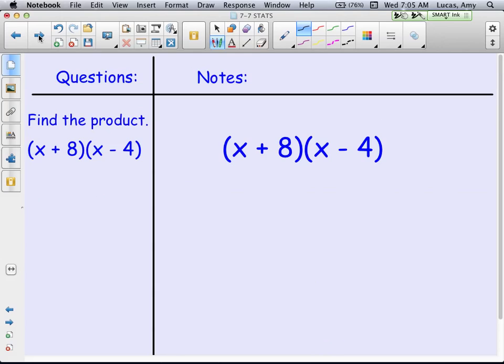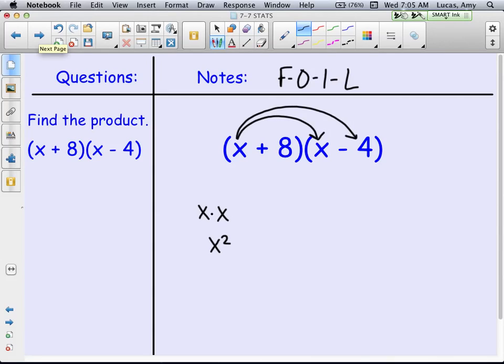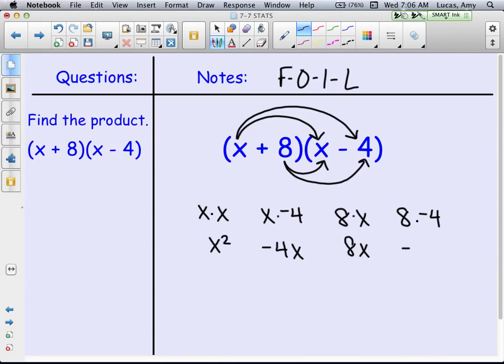So on this one, I'm going to show you FOIL distributing them. So first terms, x times x is x squared. Distributing the x times the negative 4 for my outside terms, x times negative 4 would be negative 4x. Then I can move over. The inside terms are 8 and x, so 8 times x is 8x. And then last, 8 times negative 4 is negative 32.